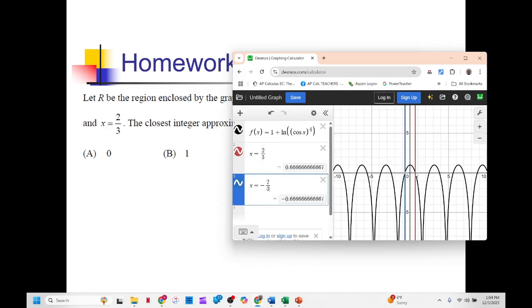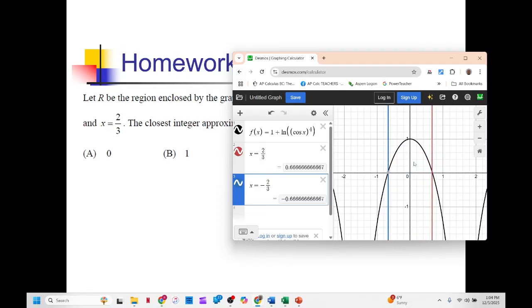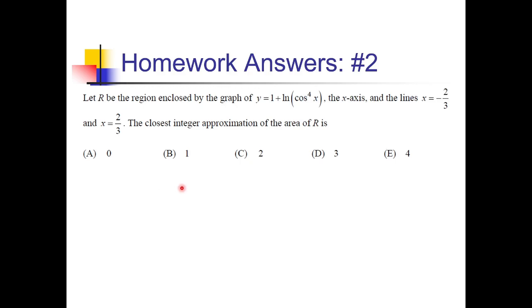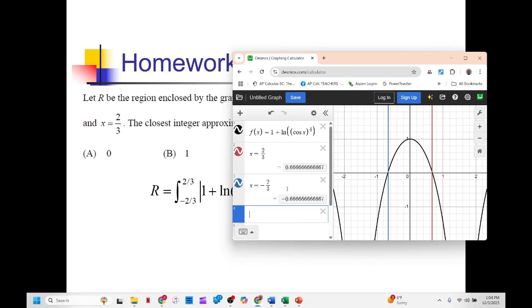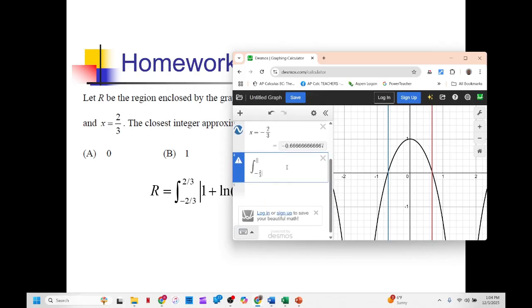So we're just trying to figure out in this region right here between this and the x-axis, what's our area. So what I'm going to end up doing here is just taking the integral from negative 2/3 to positive 2/3 of this ln function here. I'm just going to put this whole thing in, and I don't really need to, but just to be on the safe side, I'm going to put that in an absolute value, just so there's no question about this giving me a positive area.